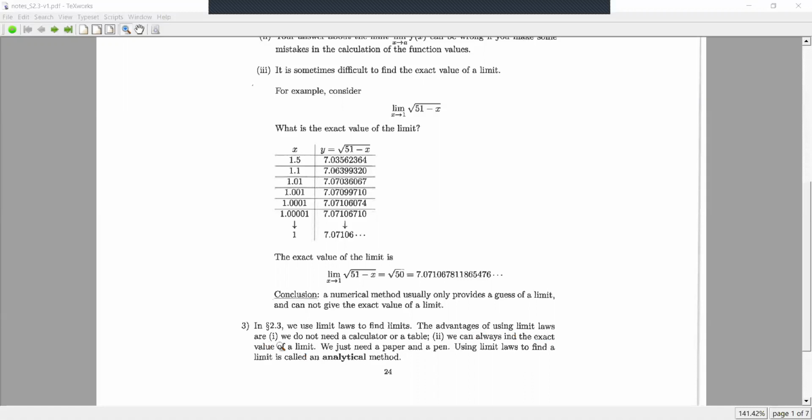The number one is we don't need a calculator or a table. We just need a paper and a pen. Then we can find a limit. The second advantage is we can always find the exact value of a limit. In this book, using a table to find a limit is called a numerical method. Using limit laws to find a limit is called an analytical method.